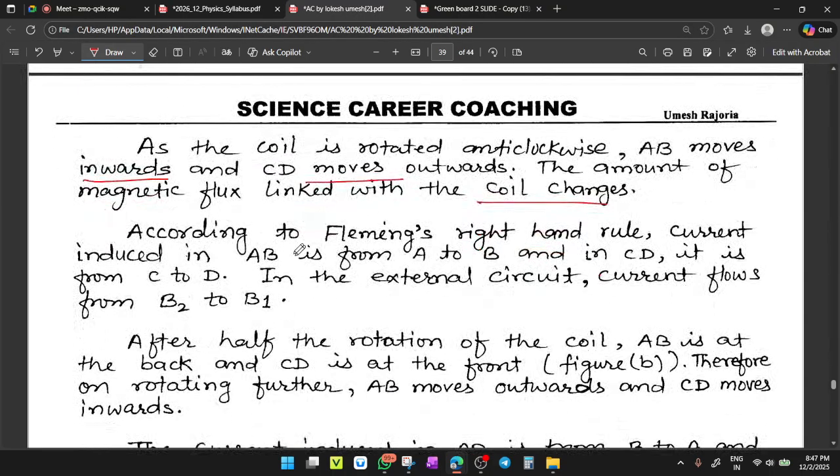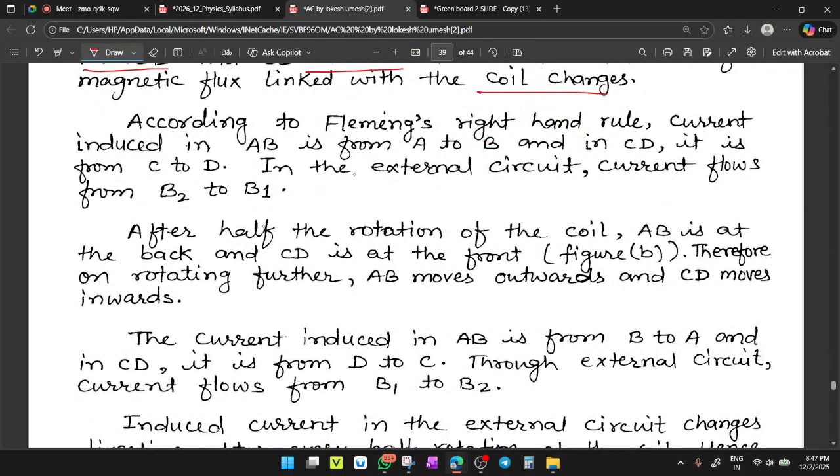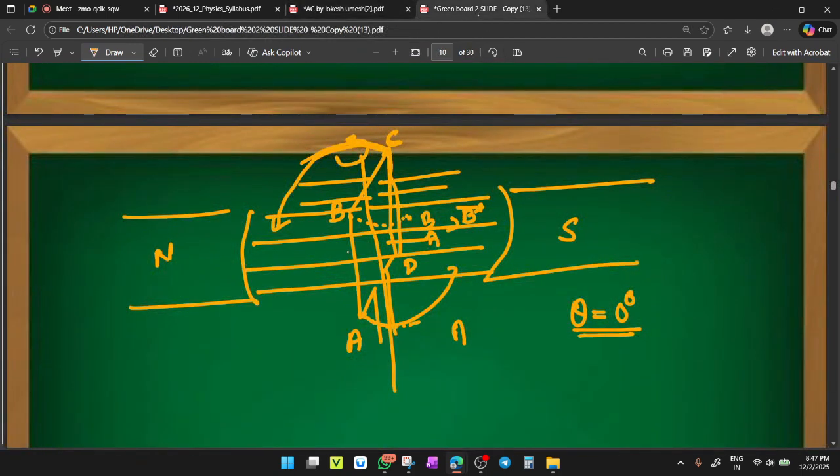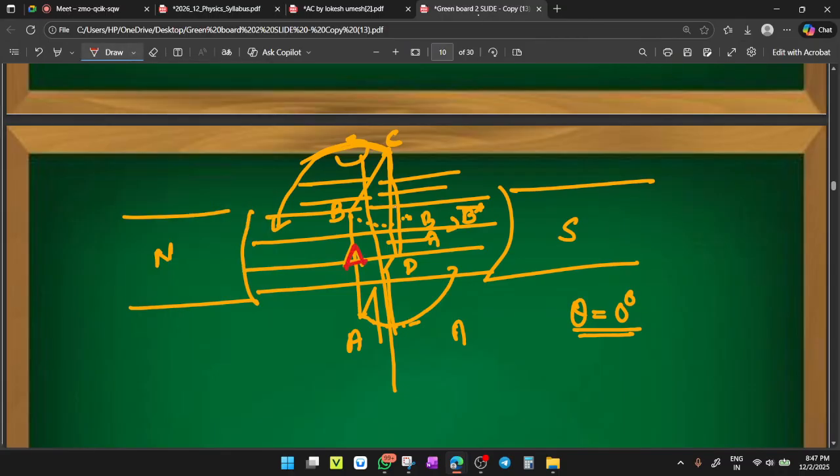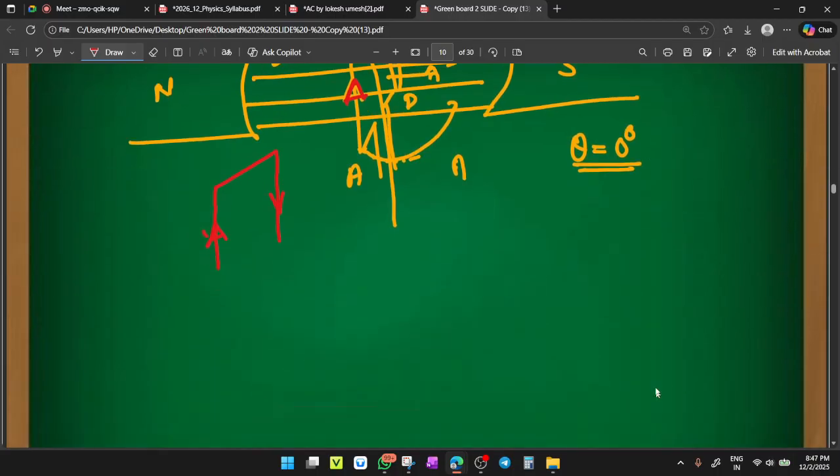According to Fleming's left hand rule, the current induced is from A to B in AB and from C to D in CD. So here the current will be A to B and C to D. Clear, beta? The direction of current is like this: A, B, then C, D. And in the outside circuit, the direction is A to B, C to D.